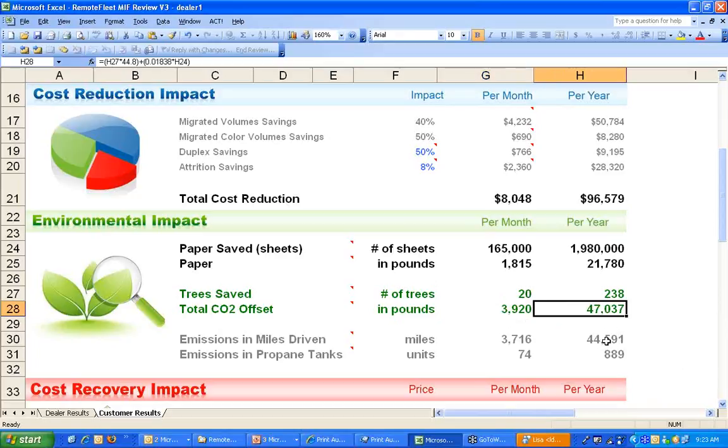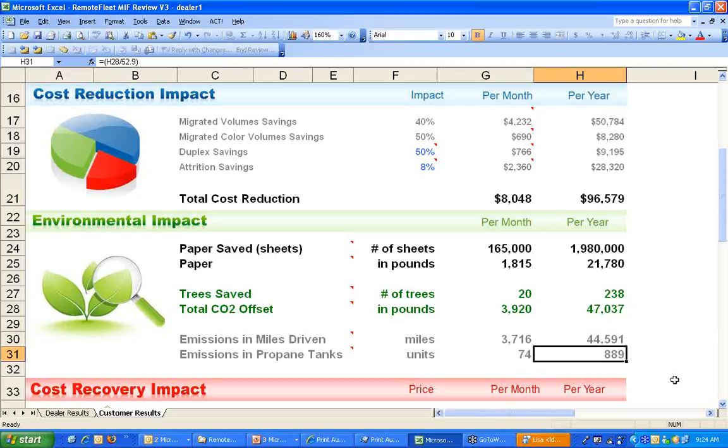Okay, that's significant. And if you don't know what a pound of CO2 looks like, you're much like me. I do, however, know how many miles I've driven in my car, and it's about twice the number that we see on here. But that's a lot of miles. 44,000 miles driven in a year would be roughly the same value as the total CO2 offset, and it also equates to 889 propane tanks full of barbecue fluid. So that might help you visualize what these total CO2 offset savings are really equivalent to.